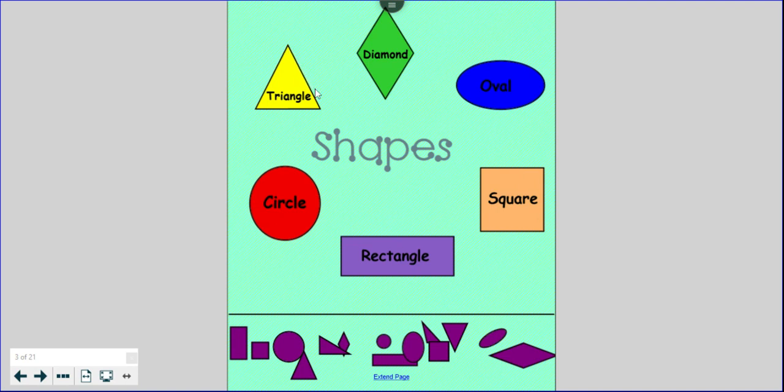Turn to someone inside of your house and tell them one thing that you know about a triangle. What do you know about a triangle? Let's take a look at it. Think about how many sides you see. How many pointy corners are there? Triangle.